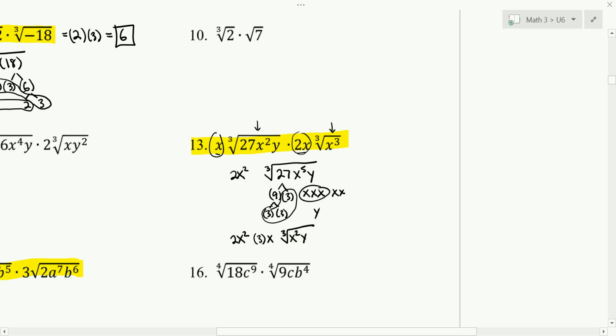And then we can multiply the 2 and 3 together and you get 6. x squared times x, get x cubed. And then we have the cube root of x squared y. And no need to think about absolute value because the index that we were working with here is odd, and we're working with cube roots.